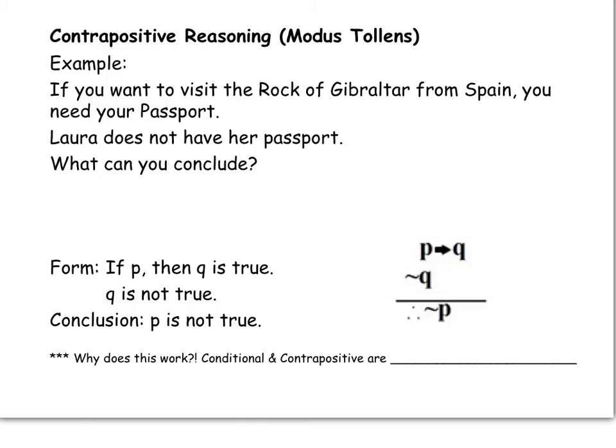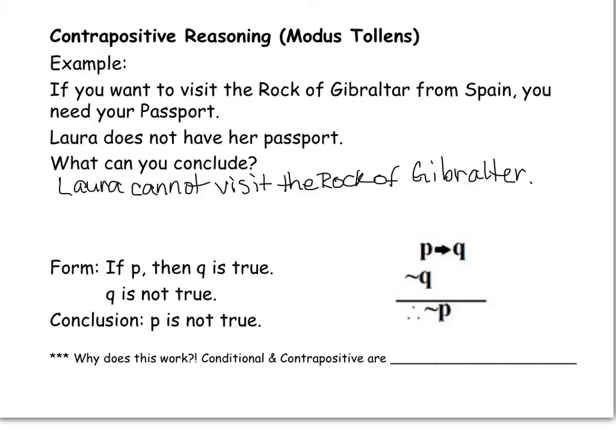It is not part of the EU. Laura, in this case, does not have her passport. What can we conclude? Well, I can tell you from experience that they will not let you in. So that is the conclusion. They will not let you into Gibraltar without your passport. This form of reasoning has the following form.